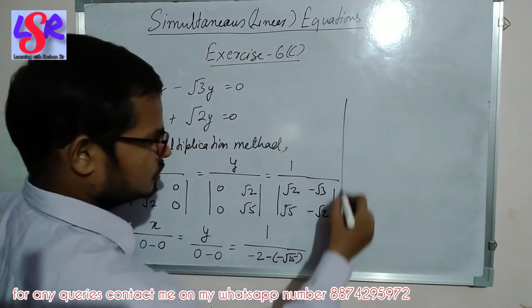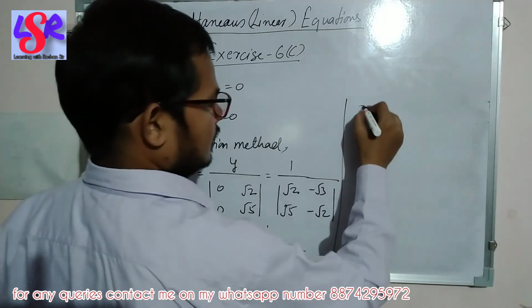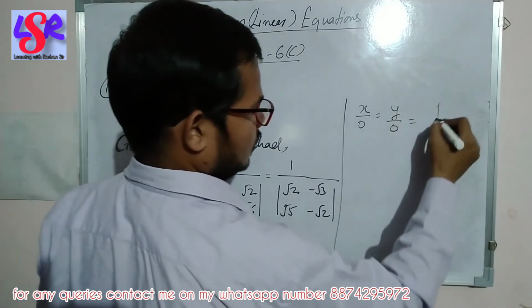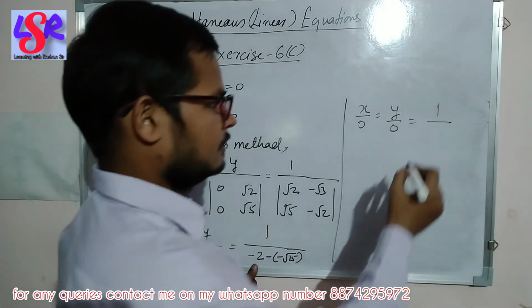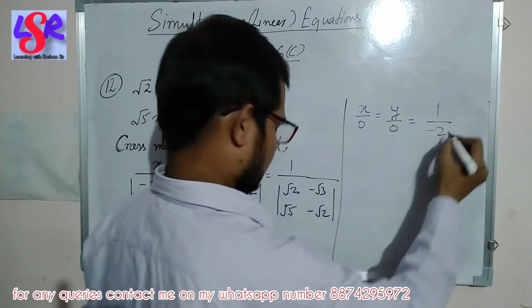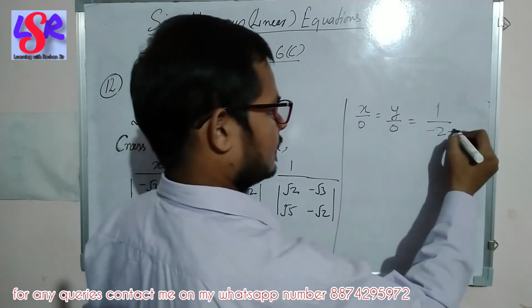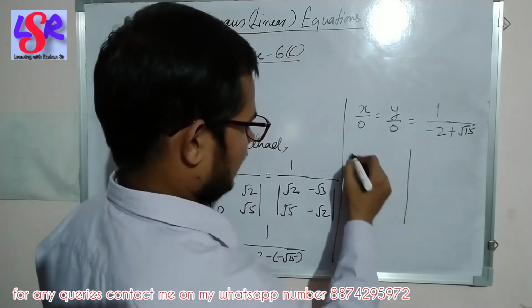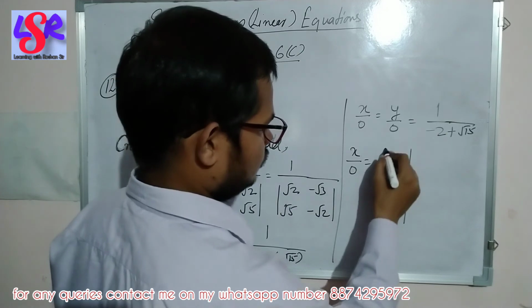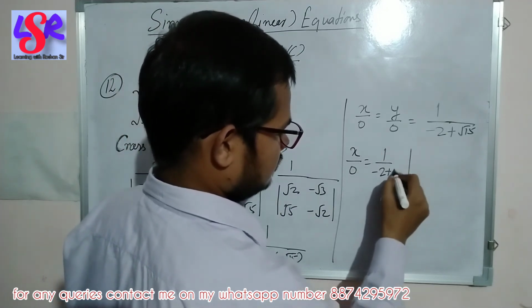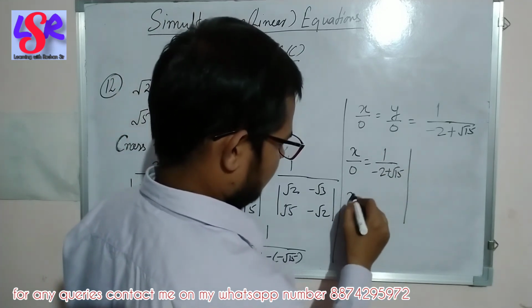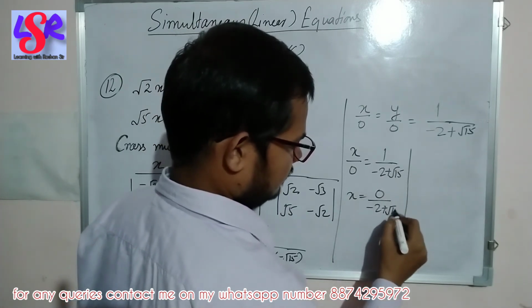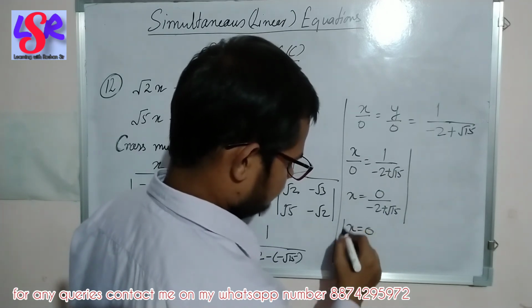Now on solving we get x upon 0 equals to y upon 0 equals to 1 upon whatever number it is, minus 2, and this will be minus minus plus root 15. Then for solving, x upon 0 will be equals to 1 upon minus 2 plus root 15. So x will be equals to 0 upon minus 2 plus root 15. So x equals to 0.